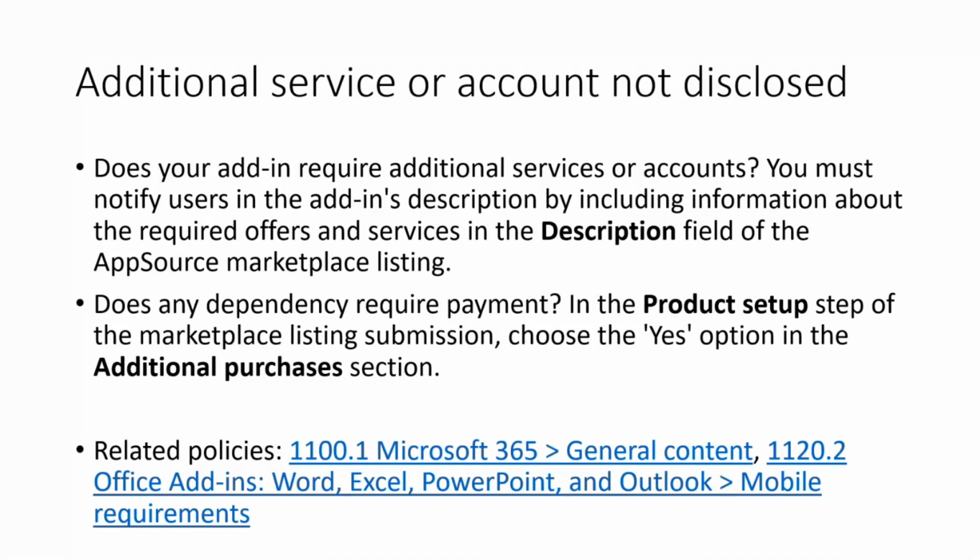Additional service or account not disclosed. So one of the things you need to ask yourself is if your add-in requires additional services or accounts. If that's the case, you need to let your users know, and you do so by including that information in the description so it shows up for the add-in. Is there a dependency that needs a payment? You also need to indicate that in the setup. So that way in the add-in description, again on AppSource, when it shows up, people will know, oh, this may need an additional payment or some form of paying.